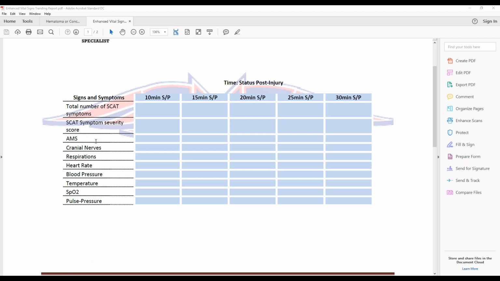And you'll see that we made this one very specific to traumatic brain injury by including the SCAT symptoms as well as the symptom severity score.